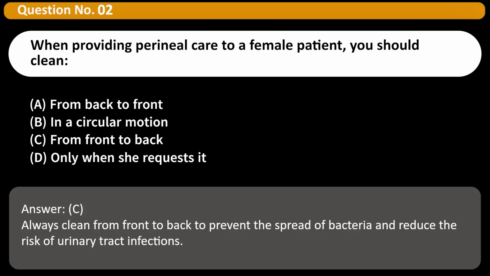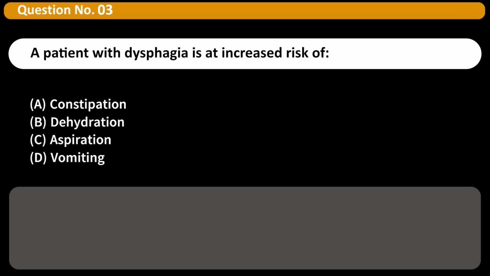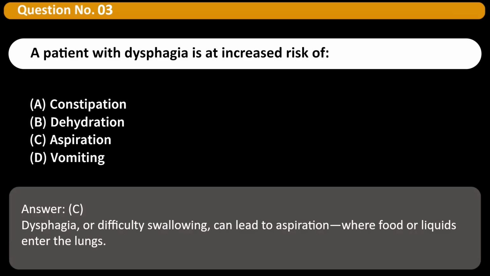tract infections. A patient with dysphagia is at increased risk of: A. Constipation. B. Dehydration. C. Aspiration. D. Vomiting. Answer: C. Dysphagia, or difficulty swallowing, can lead to aspiration, where food or liquids enter the lungs.